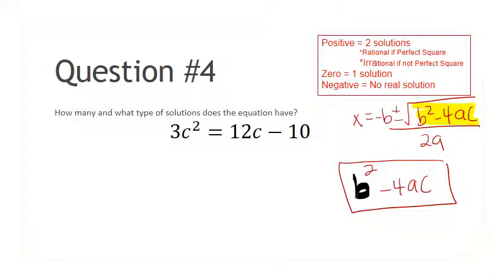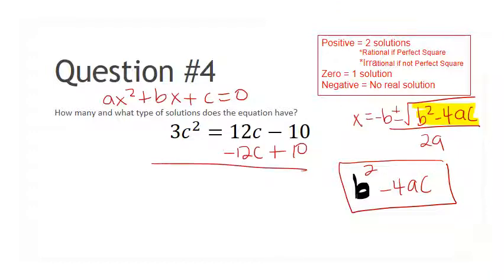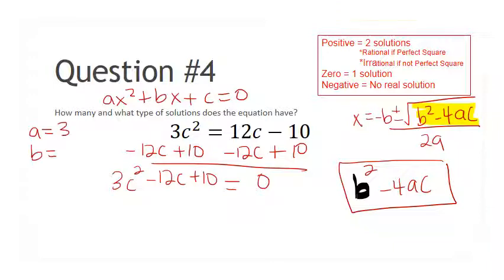So if we notice over here, our equation that we're given, it's not in standard form. Remember, that's always going to be our first step. We want it to be in standard form. So I'm going to go ahead and subtract the 12c over and add the 10 so that I get a 0 on that side. So I'm subtracting the 12c, adding the 10, and then I just write it in order. So 3c squared minus 12c plus 10. So my a is 3, my b is negative 12, and my c is 10. A, B, C.